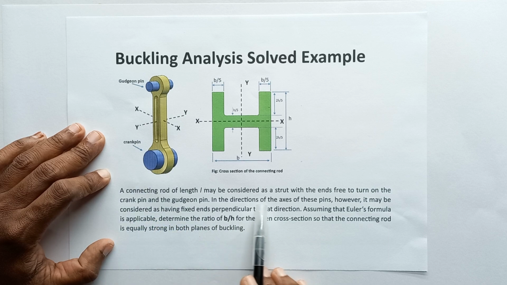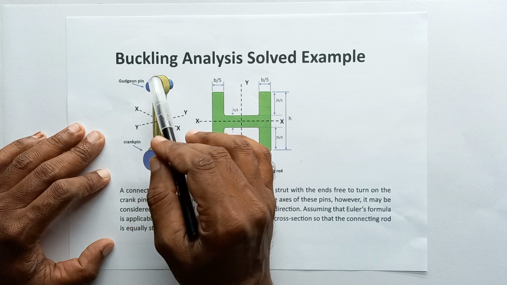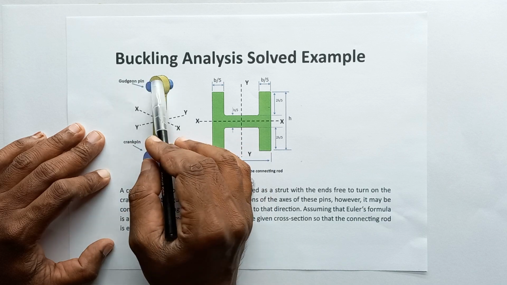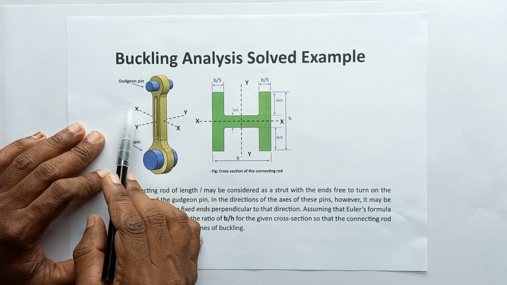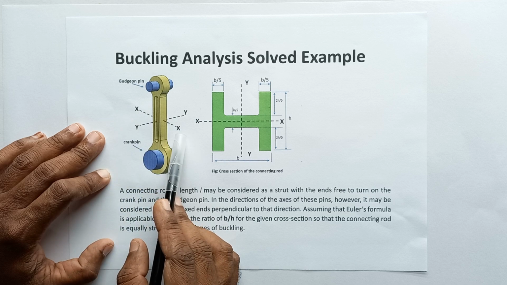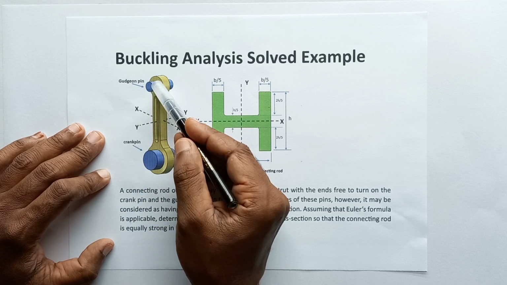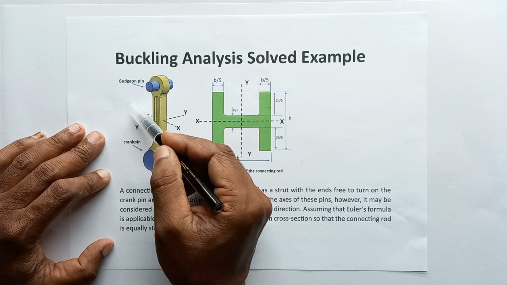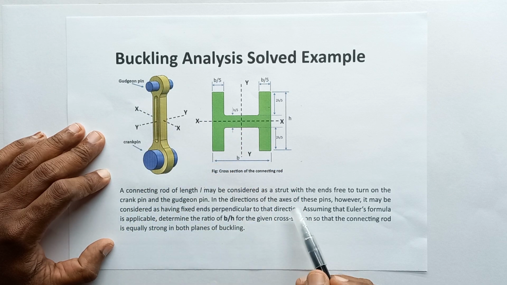In the direction of the axes of the pins, it is free to rotate around these axes, the gudgeon pin and the crank pin. However, it may be considered as having fixed ends perpendicular to that direction. If you take the buckling around the XX axis, we can consider this connecting rod as having a fixed support because that is not free to rotate around the X axis, but it is free to rotate about the YY axis.